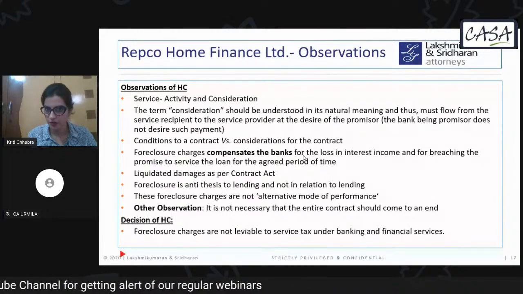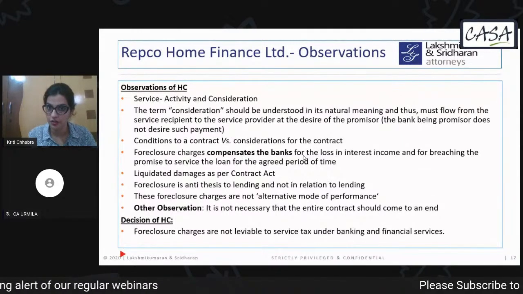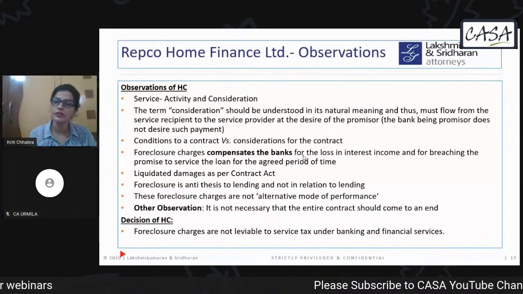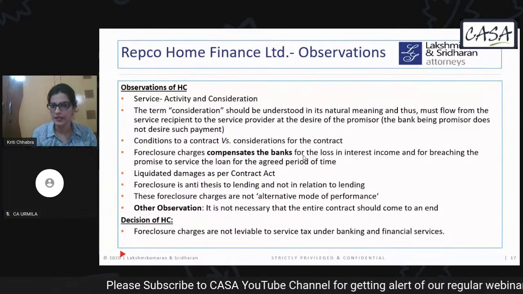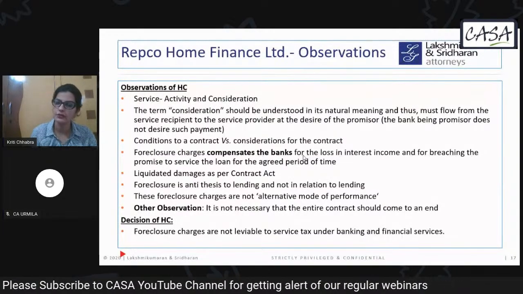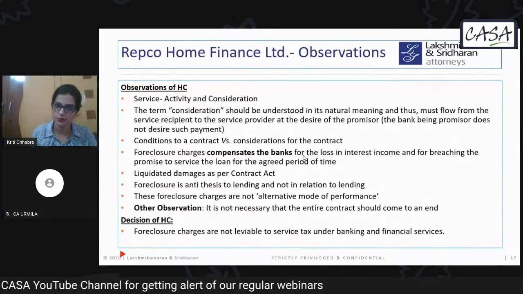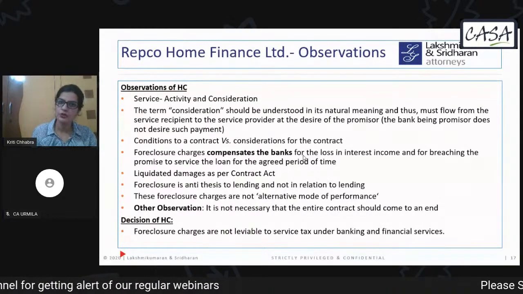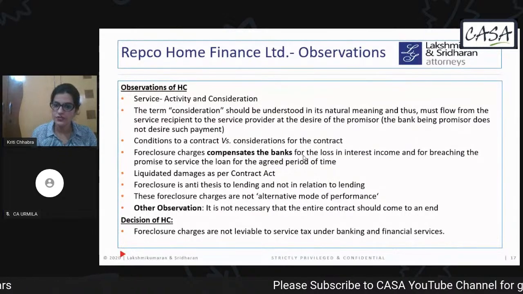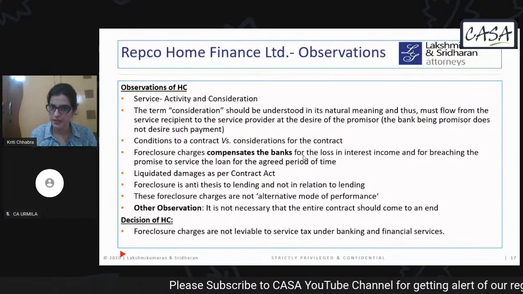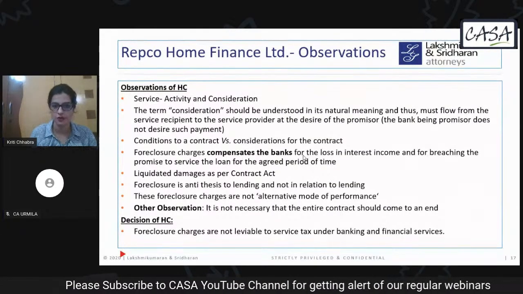wherein they discussed that when there is a repudiation of contract or when there is a cancellation of contract, you cannot say there is an alternative mode of performance. You cannot say that if you avail these services from me, then I am providing you these services, and if you discontinue my services, then also I am providing some services to you. So they very nicely understood the concept of alternative mode of performance in case of cancellation of contract.